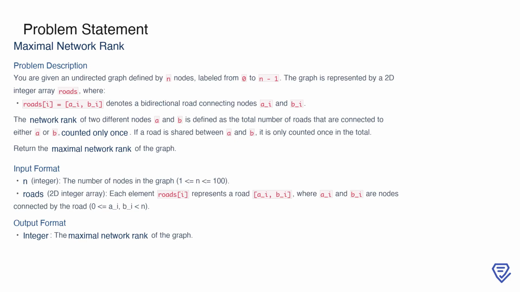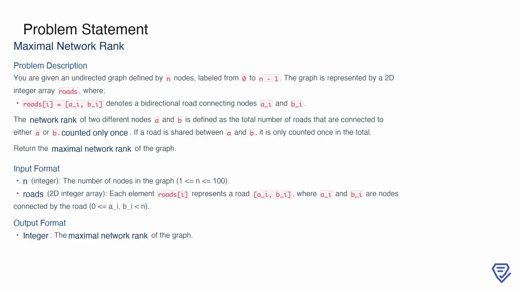In this problem, we are working with an undirected graph that consists of n nodes, labeled from 0 to n-1. The graph is described using a 2D array called roads. Each element in this array, roads[i] equals [a_i, b_i], represents a road that connects two nodes, a_i and b_i, in a bidirectional way.